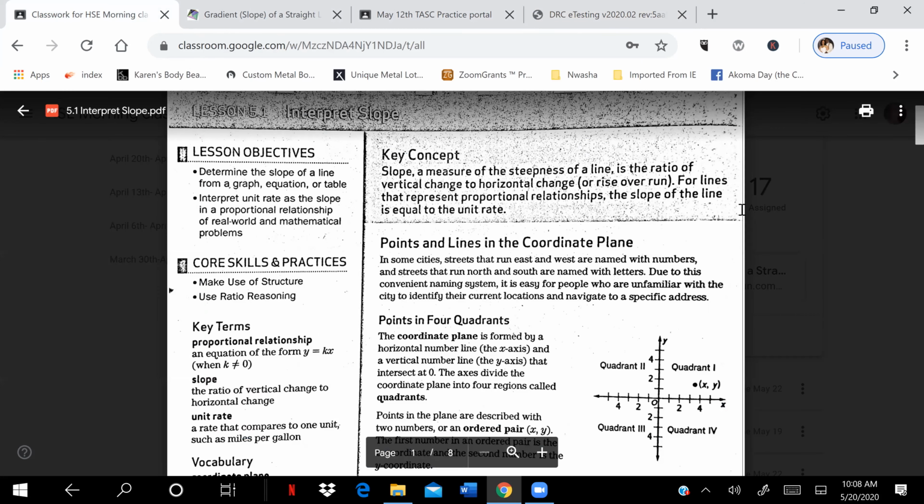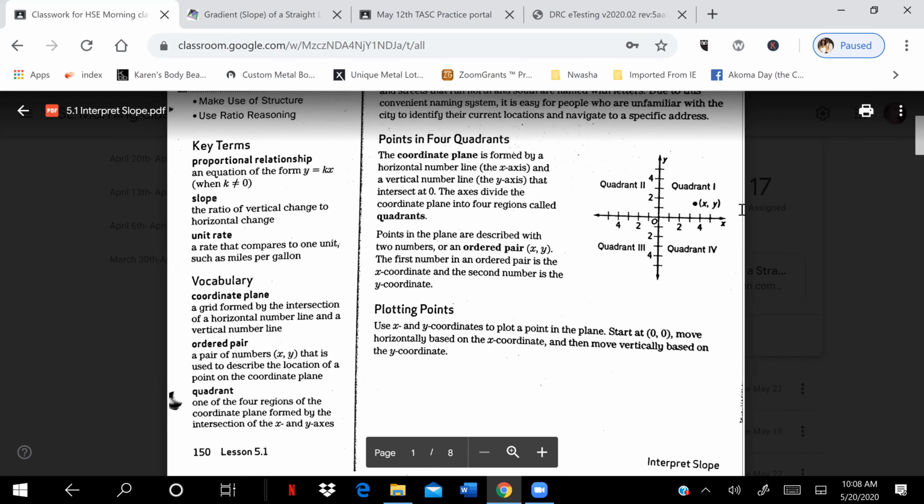So this is what is coming up after this first page. So this first page is just talking about the quadrants, which I saw some people's quizzes from yesterday. If you haven't done that one, you still have until Friday to do them.